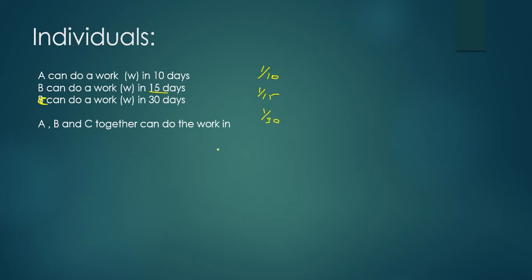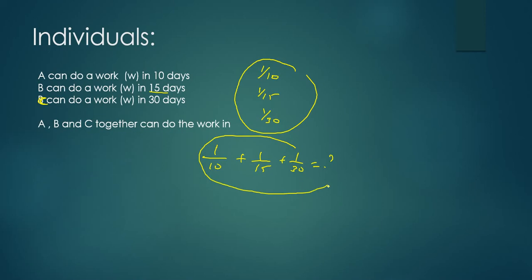If all three work together, it is 1 by 10 plus 1 by 15 plus 1 by 30. This is the calculation we have to do. Okay. This is A, B, C together in 1 day. And again you have to divide with 1. Don't do this method in the exam. What is the best way? We will see how to tackle these kinds of questions.